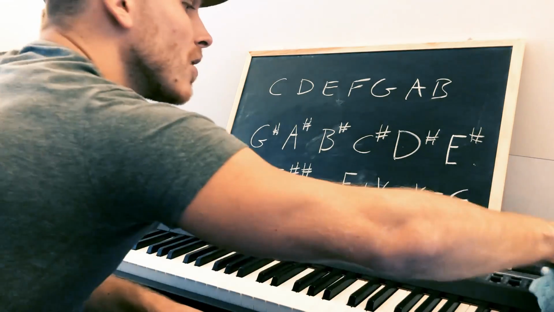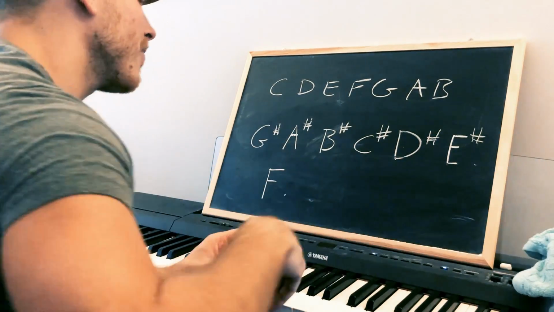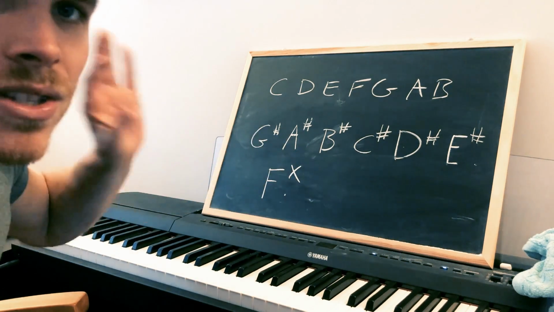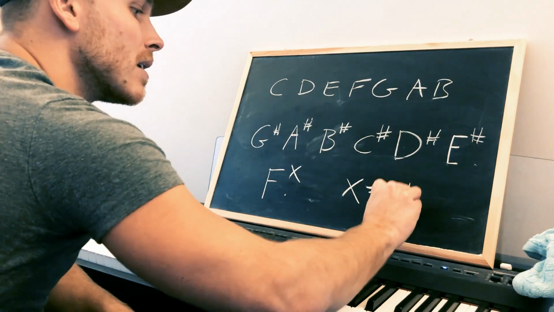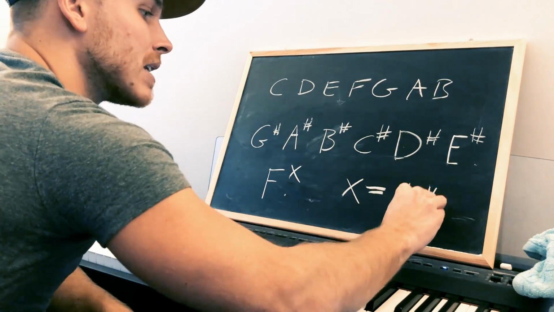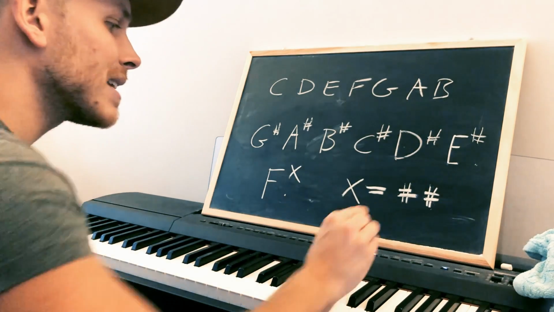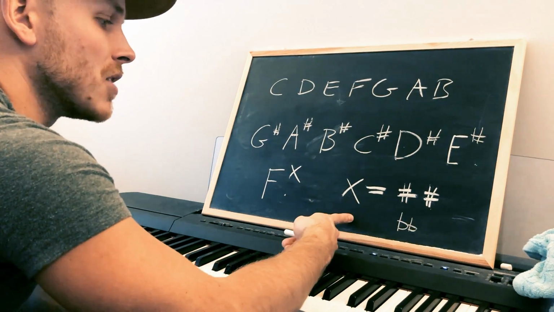Sometimes you will see this written down differently. You will see F, X, okay? An X like this means double sharp. So if you see the X, it means one sharp and another sharp, okay? Same story goes for flats. You can also have a double flat, but we don't have another abbreviation for that.